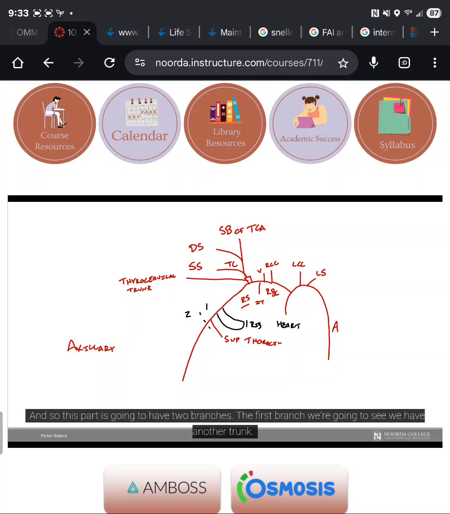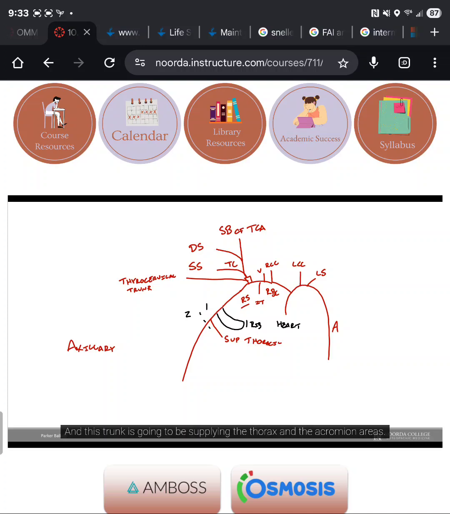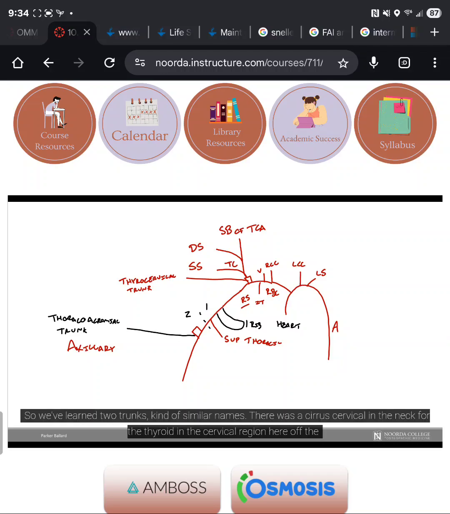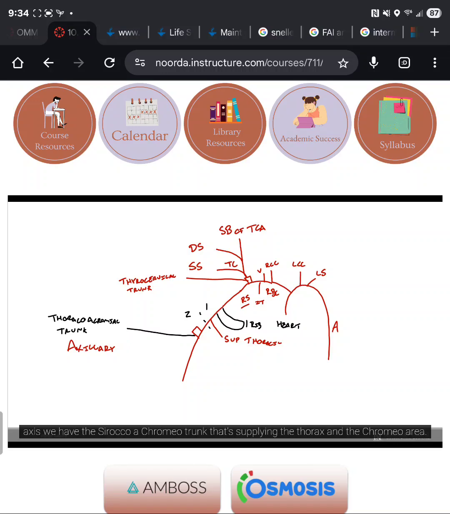The first branch we're going to see, we have another trunk. And this trunk is going to be supplying the thorax and the acromial area. So we're going to call this the thoracoacromial trunk. And so we'll draw a line out here. Maybe we'll switch to black for the label. So we're calling this the thoracoacromial trunk right there. So we've learned two trunks, with kind of similar names. There's a thyrocervical in the neck for the thyroid and the cervical region. Here off the axillary, we have the thoracoacromial trunk that's supplying the thorax and the acromial area.